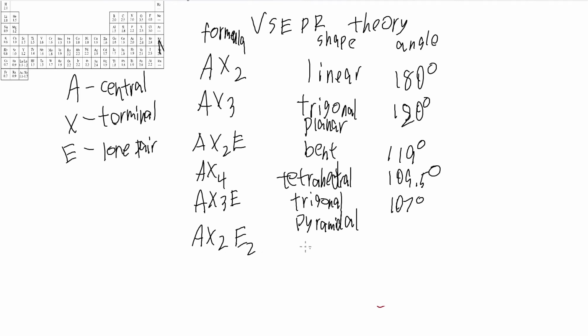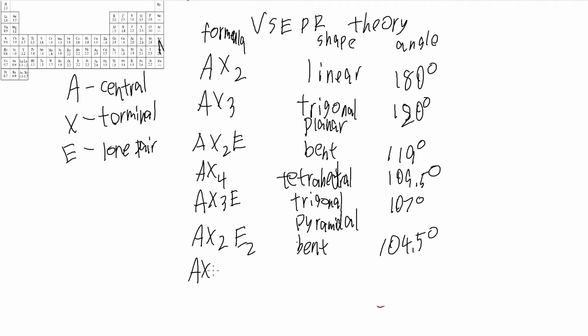And then you can get to AX2E2, which is known as bent yet again. However, this is a different kind of bent than the AX2E mentioned with the trigonal planar. This bent is about 104.5 degrees, which is actually the shape that water exhibits, and is why it's such a good absorber and a solvent. And so now this is everything that you can have with AX4.